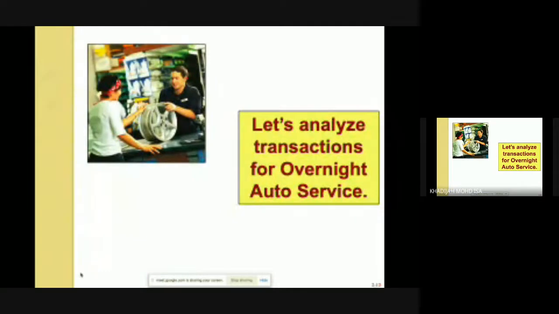So let's analyze transactions for Overnight Auto Service. When talking about business, there are two types of business, right? Businesses that provide services and businesses that sell goods, all right? So if you provide services, it means that you will get your revenue upon performance of the services, all right?